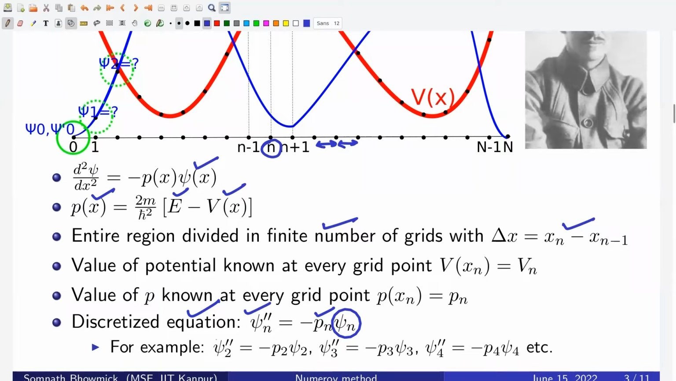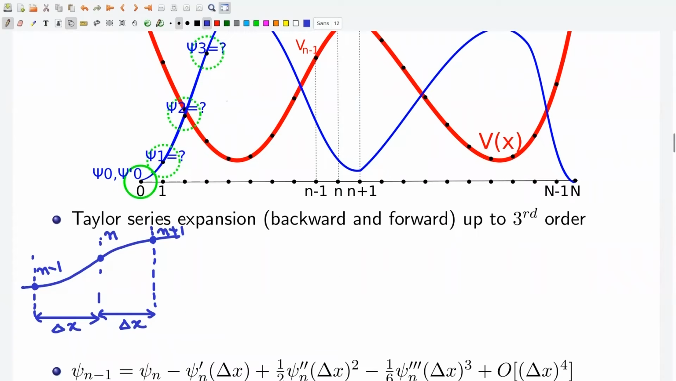For example, if I take grid point number 2, the discretized equation looks like this: psi 2 double dash is equal to minus P2 psi 2. Similarly at grid point 3, the equation is like this. At grid point 4, the equation is psi 4 double dash is equal to minus P4 psi 4, etc. Let us assume that we know the value of the function at this point, the function as well as its derivatives. Now, the question is, based on this information, can we know about the function at adjacent points? For example, at point n plus 1 or at point n minus 1.